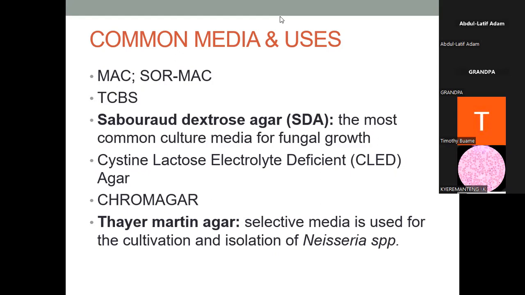But I just wanted you to know that MacConkey can be described as selective and differential. Differential because it contains lactose that can differentiate between lactose fermenters and non-lactose fermenters. Selective because it contains bile that will inhibit the growth of gram-positives, while allowing the growth of the gram-negative rods. Okay, that's why it is selective. Now, what about sorbitol MacConkey? Does anybody have an idea about sorbitol MacConkey?